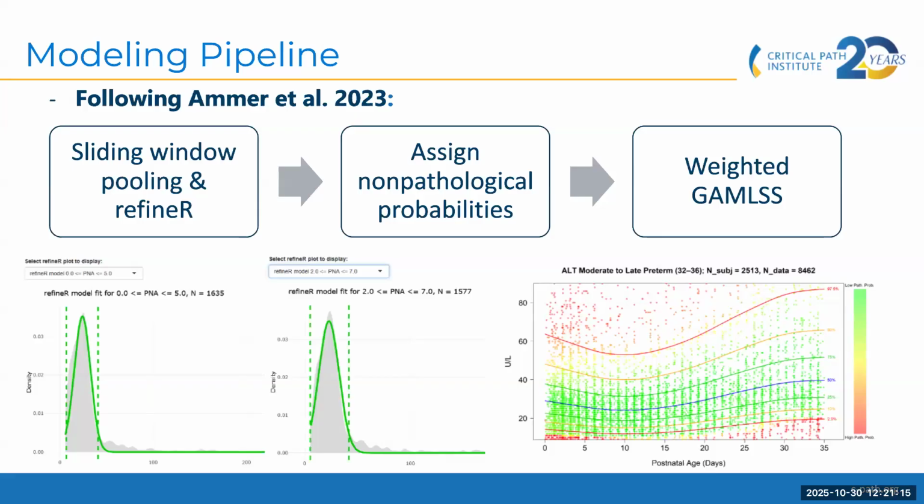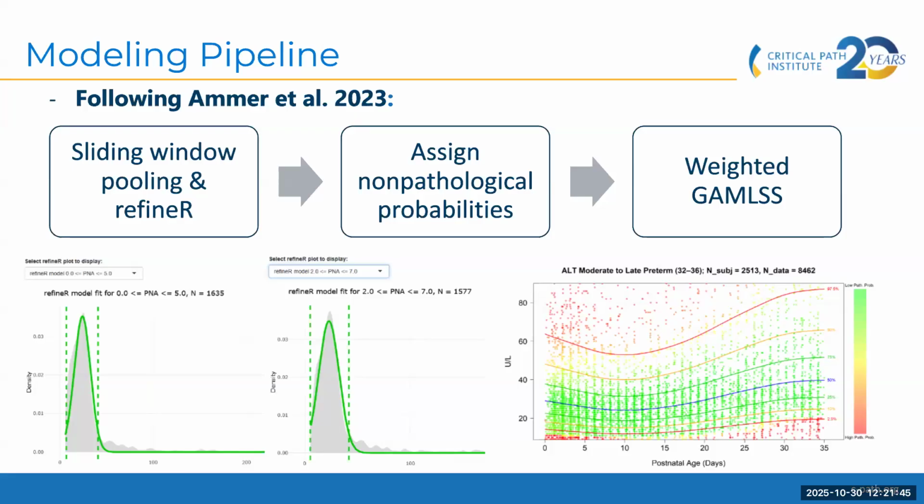And so the way that the pipeline basically works is you bin using a sliding window. So you pool across a given, and this is for a fixed gestational age bin, just thinking about postnatal age. So you use a sliding window. And so the 2 plots that are bottom left, the first one is 0 to 5 days, and the second one is 2 to 7 days. So that's what I mean by a sliding window, where it's a 5-day window that is overlapping.